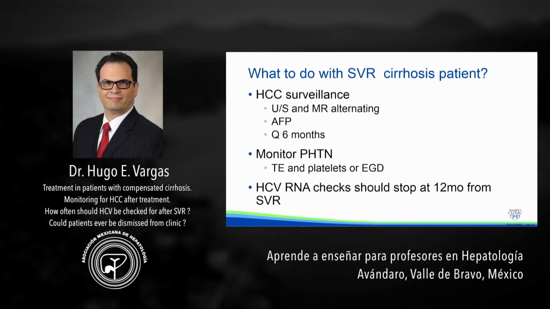So the patient who's cirrhotic, I do surveillance. I use an alternation of MR with ultrasound depending on body habitus. I look at alpha-fetoprotein. I see them every 6 months, and I monitor them for portal hypertension. I'm transitioning to using the guidelines that guide you based on platelet counts and the presence of an advanced transient elastography measure. And then I think that you shouldn't continue to check the HCV RNA.